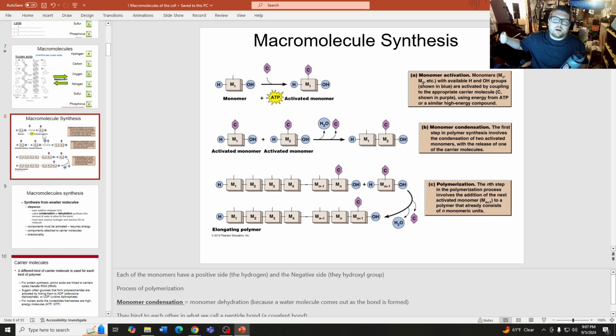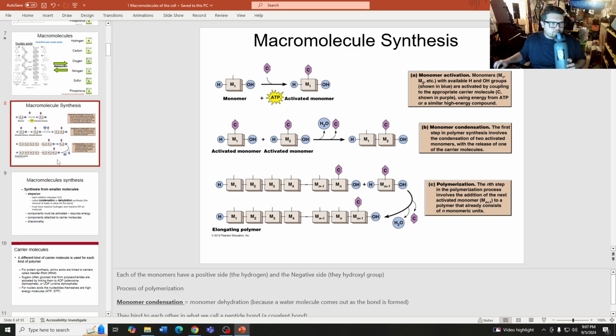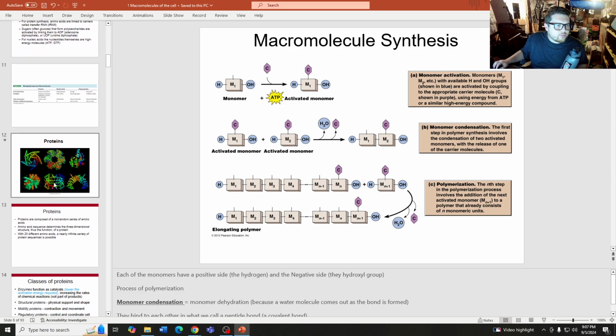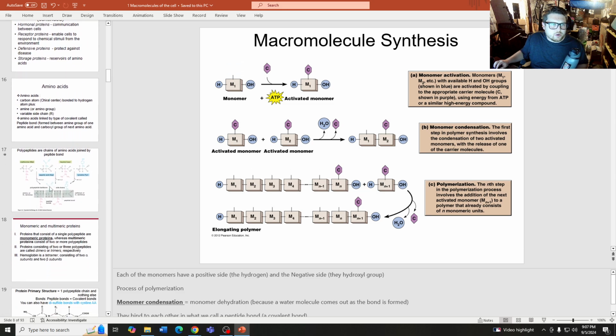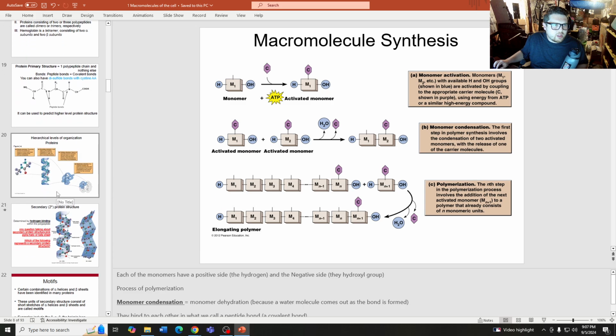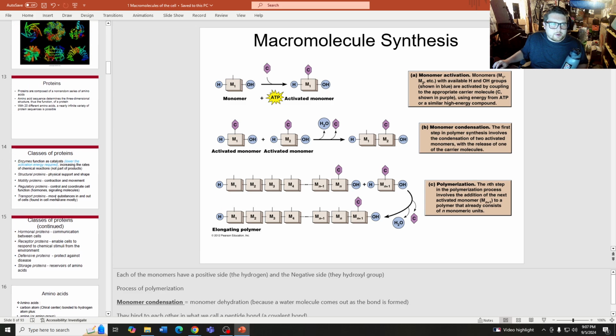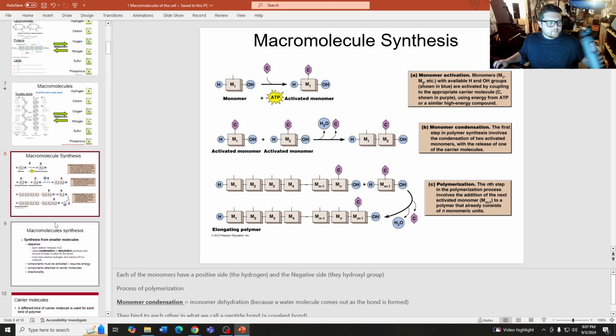When we talk about synthesis of macromolecules, we're going to get deeper into the proteins next. Okay. This is the general step-by-step overview of how this happens. How do we go from a single unit to a big long chain that does what it needs to do?